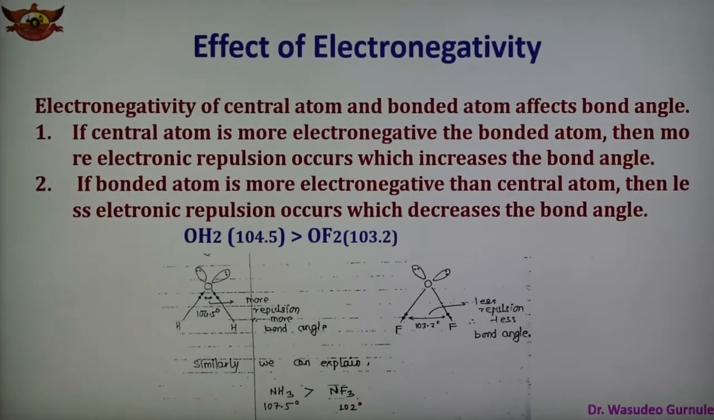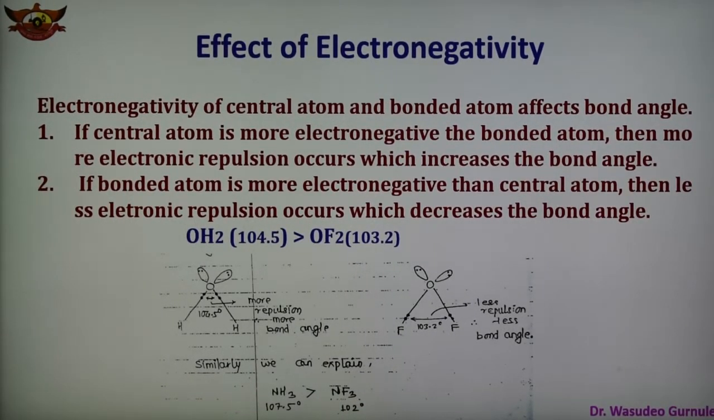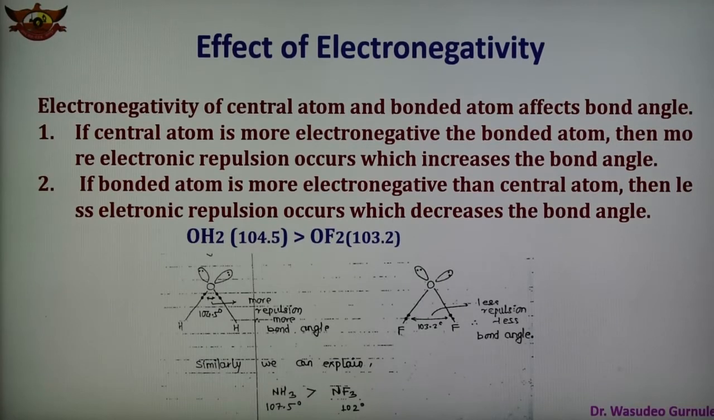The first point is, if the central atom is more electronegative as compared to the bonded atom, then more electronic repulsion occurs, and therefore it increases the bond angle. And the second point is, if the bonded atom is more electronegative than the central atom, then less electronic repulsion occurs, and therefore it decreases the bond angle.